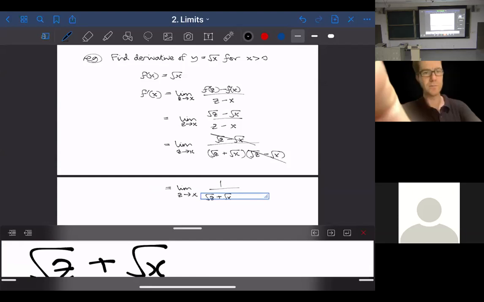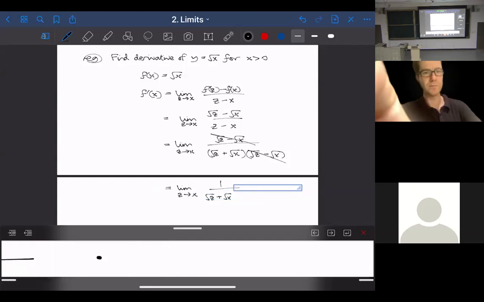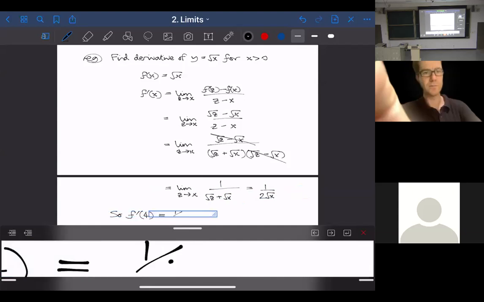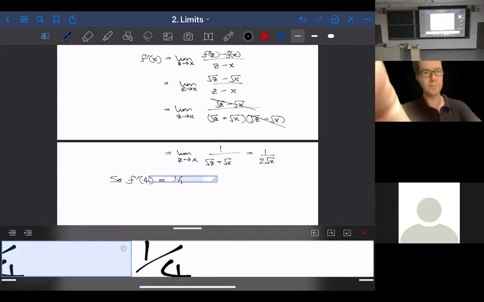And then by the limit laws, this is 1 over 2 square root of x. So for instance, f prime 4 is 1 over 4.